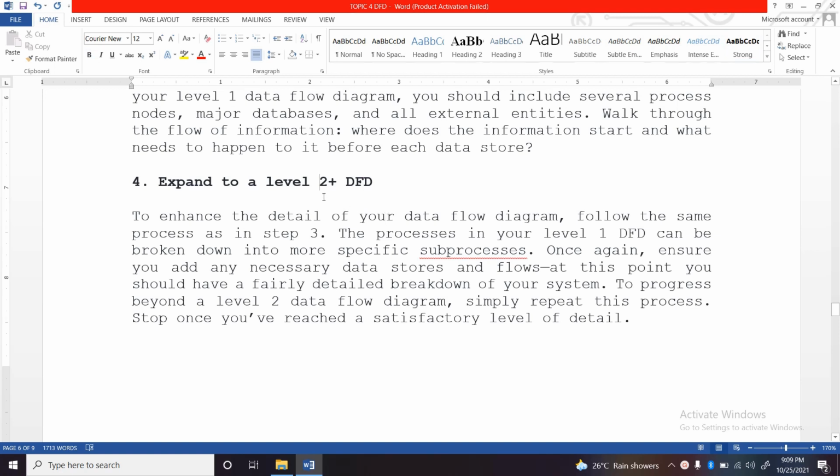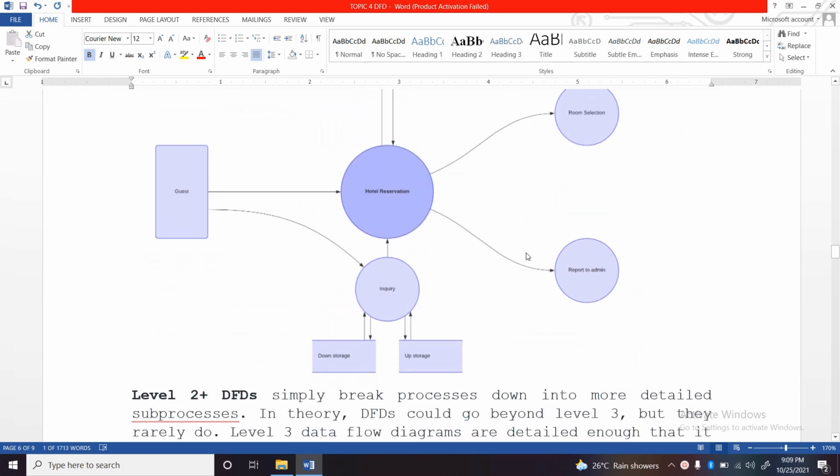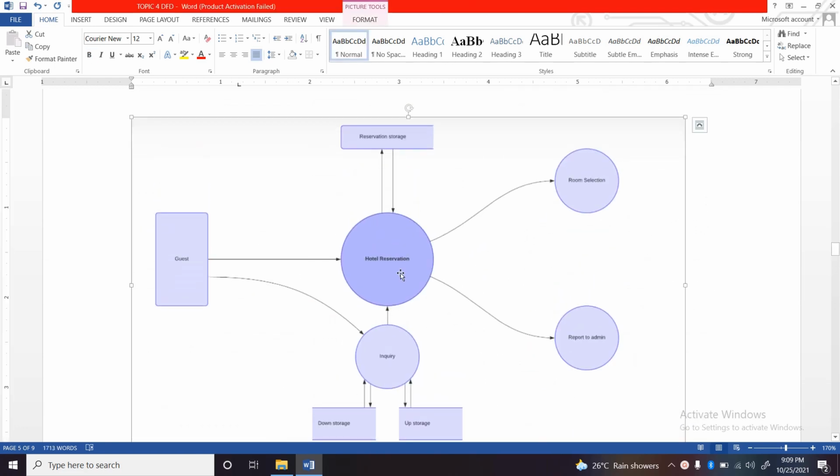So you need to expand to a level 2 plus DFD. It says here, to enhance the detail of your data flow diagram, follow the same process as in step 3, and the process in your level 1 DFD can be broken down into more specific sub-processes. So going back again, to understand this more, you can see our hotel reservation.